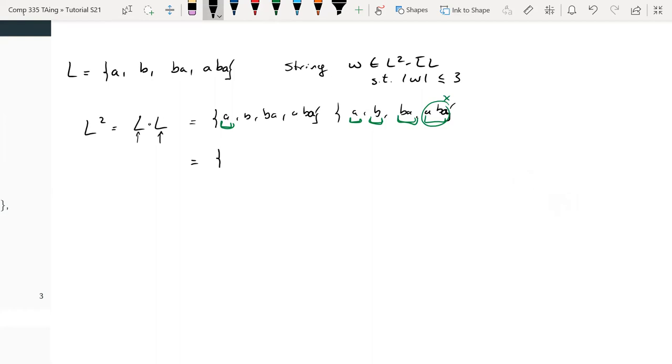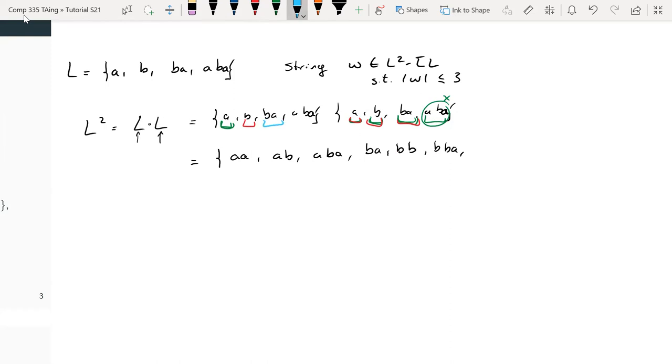So then I'm going to do all of them except for the last one. So I have A with A, that's AA, AB, ABA, right? And then I'm going to use the same principle for B. So B is going to concatenate with A, B, and BA. So that's going to give me BA, BB, BBA, right? Then again, I'm going to do the same thing with BA.